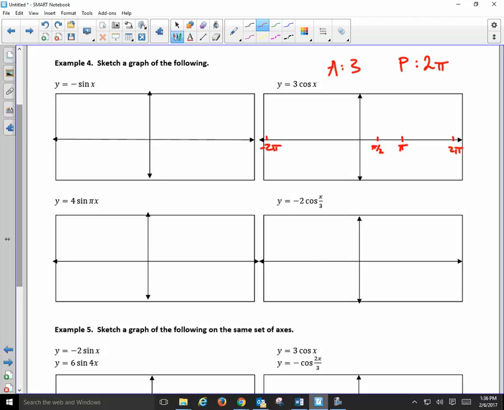Some people get really upset about finding the third tick mark. We have 2 pi, we have pi over 2. If we just simply count by pi over 2, 1 pi over 2, 2 pi over 2, 3 pi over 2.